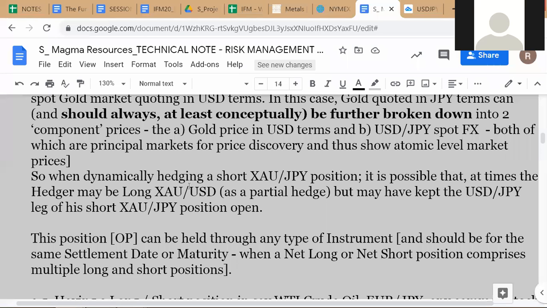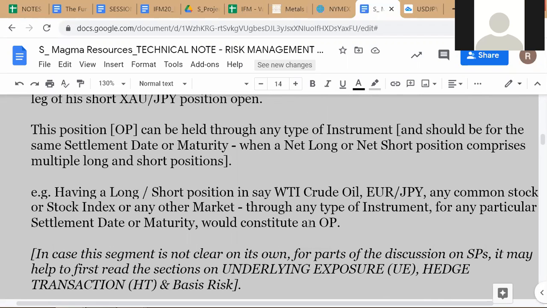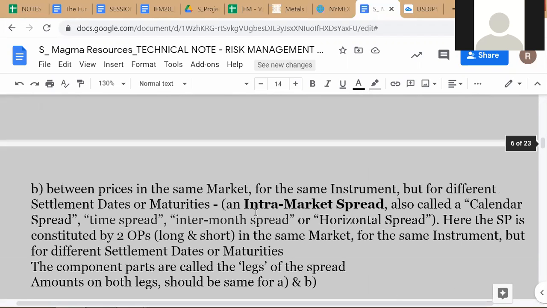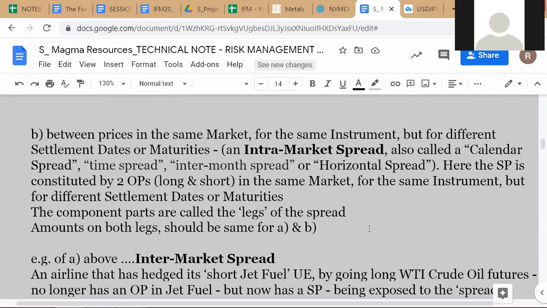So anyway, whatever your view is, the point I'm trying to illustrate is you could keep one leg open and the other leg hedged. One leg hedged and the other leg open. That's the advantage, and that's always how you should manage your hedge exposures. When you're running a dynamic hedging strategy, that's how you should manage it. So you have intermarket spread we discussed, okay, and intramarket time spread, intermonth spread, which we also showed you, okay.